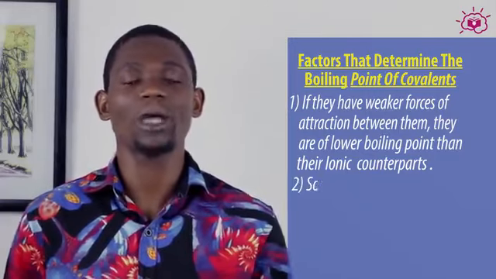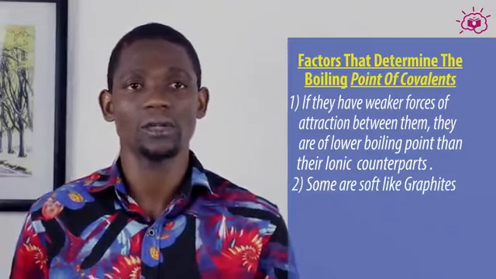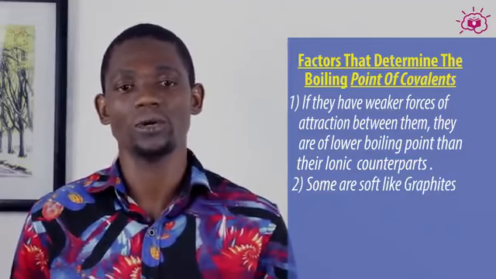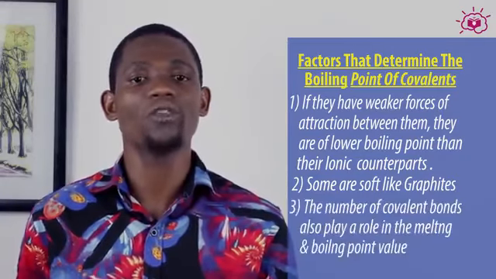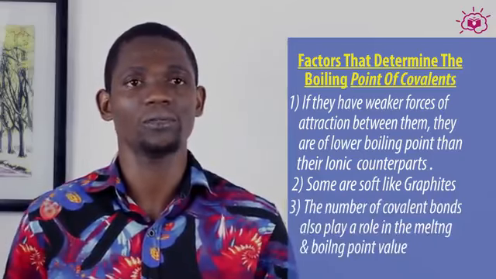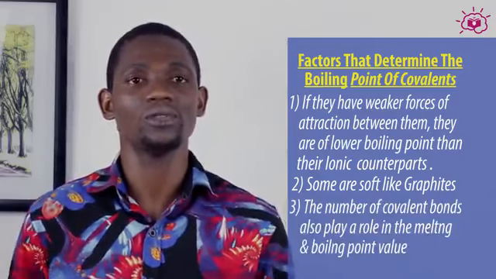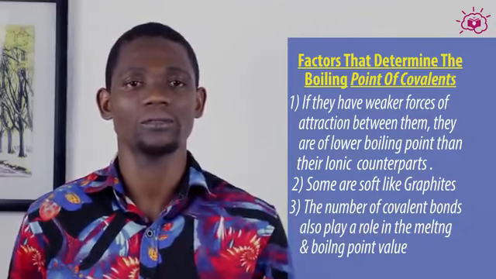Two, some of them are soft, causing them to have low boiling points. Graphite is another culprit under this example. And finally, the number of covalent bonds plays a role in the strength, as I mentioned before, and this causes diamond to have a very high boiling and melting point.